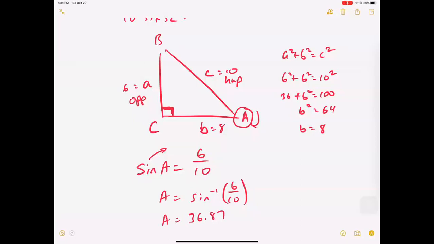Rounding up. If I know this is 36.87, I can find the other side right here. And that's going to be, sorry, 53.13. Now I found out all three sides and all three angles. And that's, again, one of the main skills that we're working on, solving for these different types of triangles. It's like I drop 3 sticks on the ground, solve for that triangle.